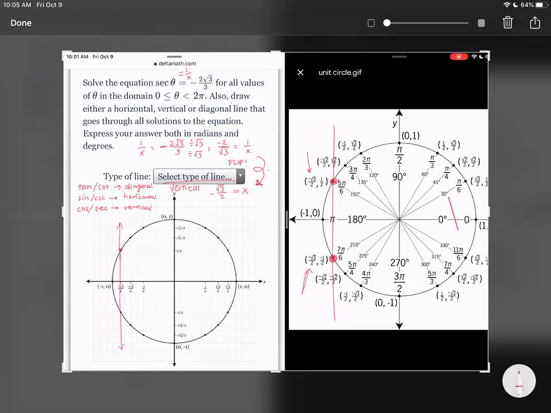Okay, any questions on that one? For that part, the vertical line part, or finding the x value? And then, yes, the video will be posted. Sorry, I didn't see that question earlier, but yes.